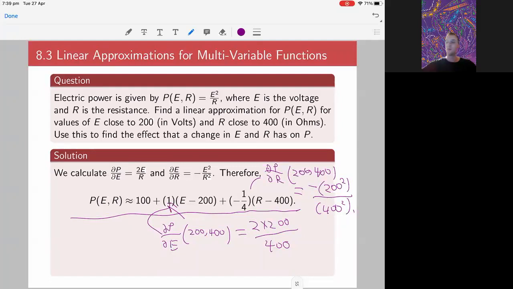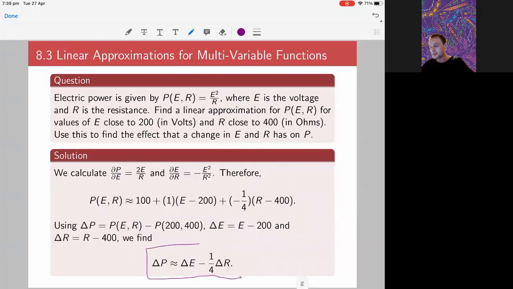The question also asks us to use this to find the effects that a change in E and R has on P. This linear approximation is basically it, but using the notation we found in the previous slide, we have this more correct formula here. A small change in P is equal to a small change in E, because there's a 1 there, minus a quarter of a small change in R, because of that quarter there. So this is in practice how you can simply use linear approximations to see how much a particular quantity is changing if you know by how much its independent variables are changing.